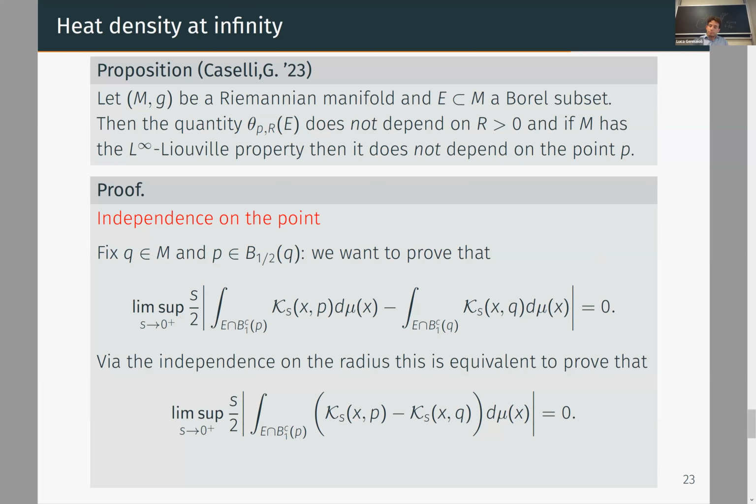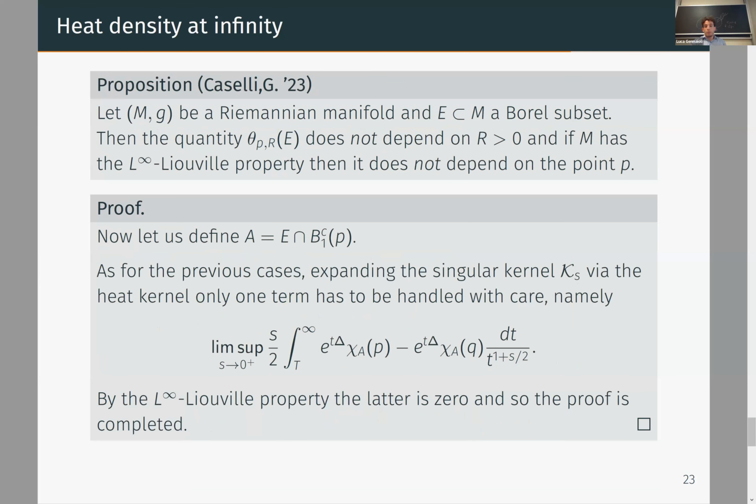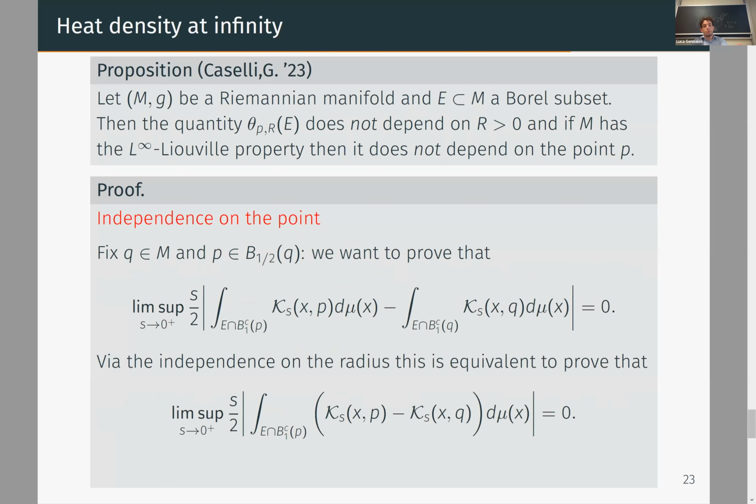Independence on the point is a bit trickier, as I said, but again, the computations are straightforward once you understand that it's the infinity Liouville property that drives the asymptotics. Basically, you can prove that you can integrate just on the complement of the polar radius 1 centered at P instead of the one centered at Q, because you just put them in one set, since bounded sets don't give any contribution.